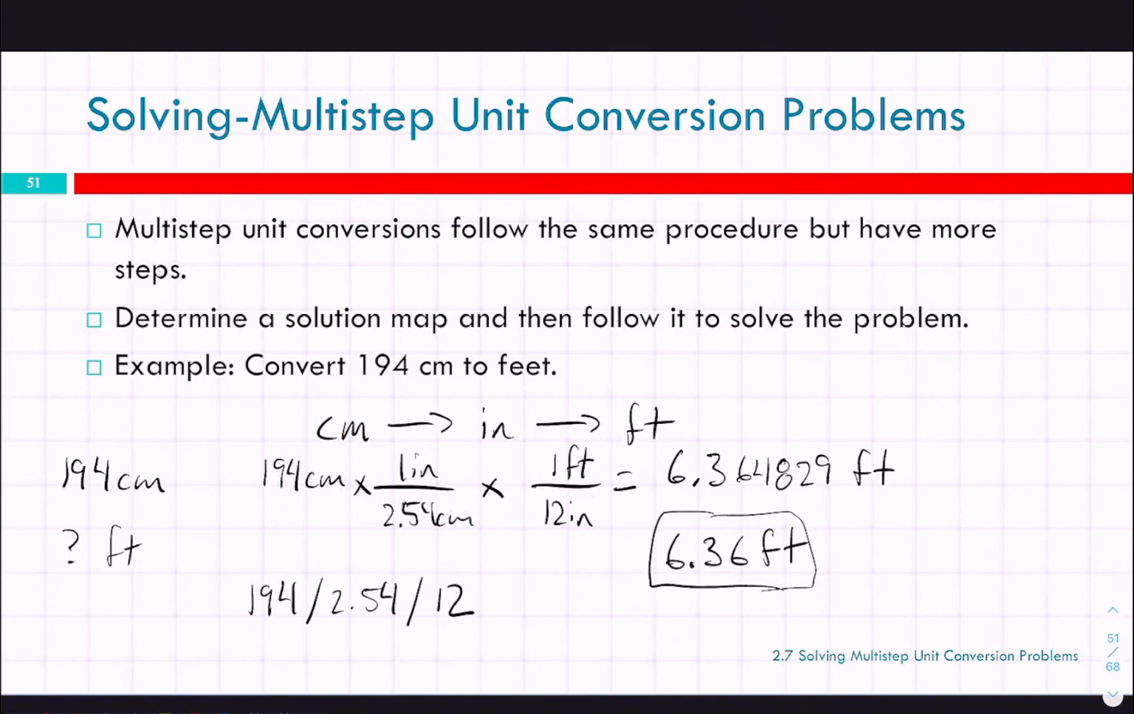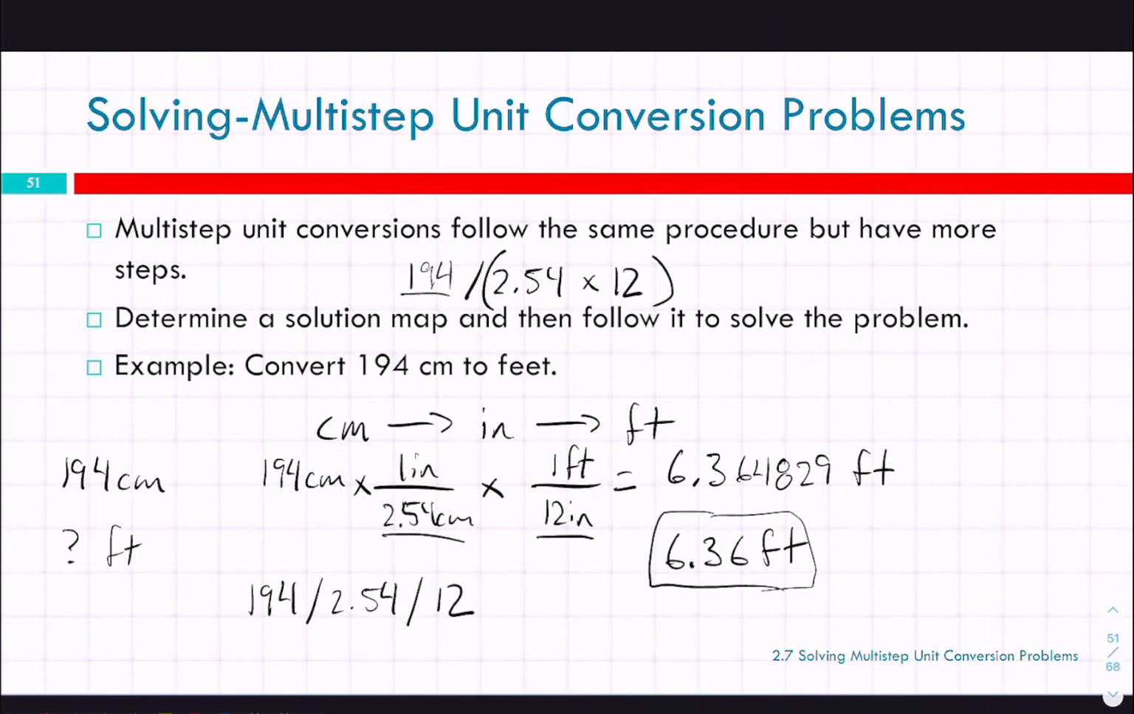So if you wrote out 194 divided by 2.54 times 12, this will do this part first, and then it'll multiply that whole thing by 12. If you want to think about it like this, you need to put parentheses here, because then that'll do 2.54 times 12, and now it'll divide 194 by the whole answer of that result.